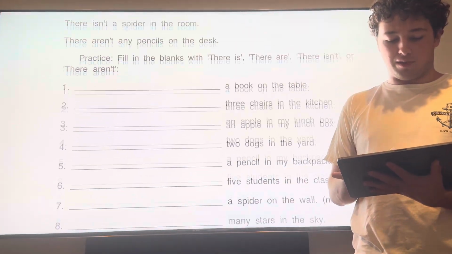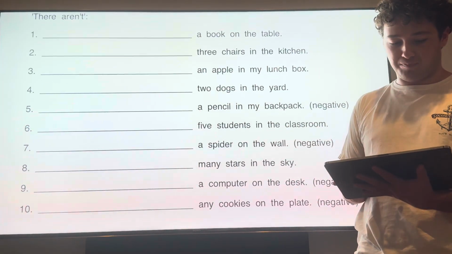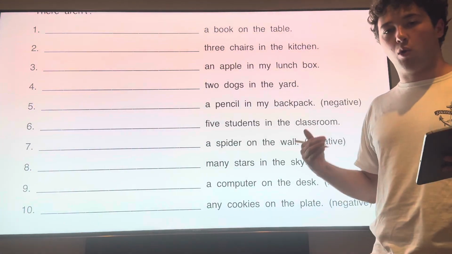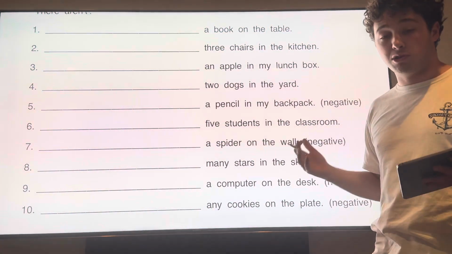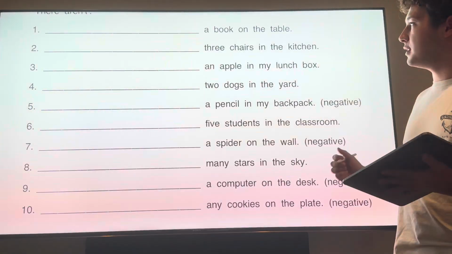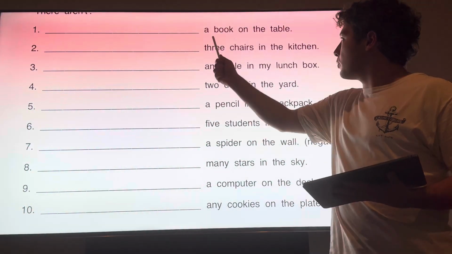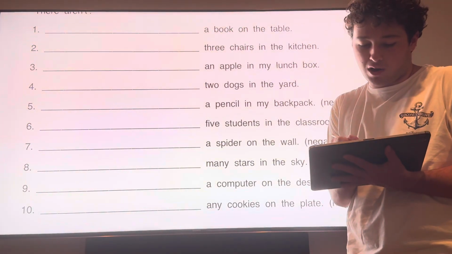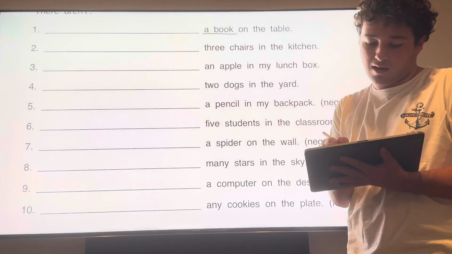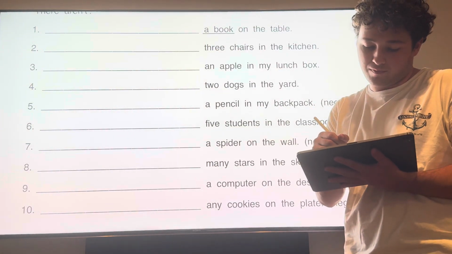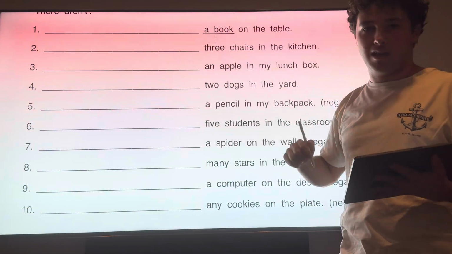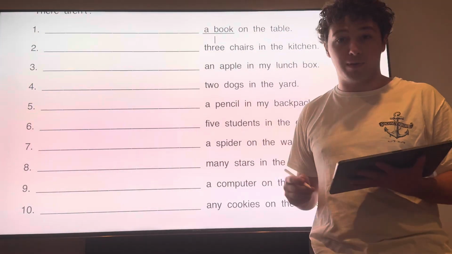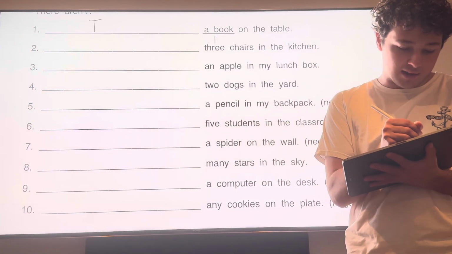Okay, so let's just look at the examples down here. So, this just asks you to add there is or there are in front of the sentence to complete it. Okay, so let's do the first two together. Here we have a book on the table. The first thing I see is that a book is one item. Because it's just A. A is essentially saying one book on the table. So for here, because there's one item, it would be there is.